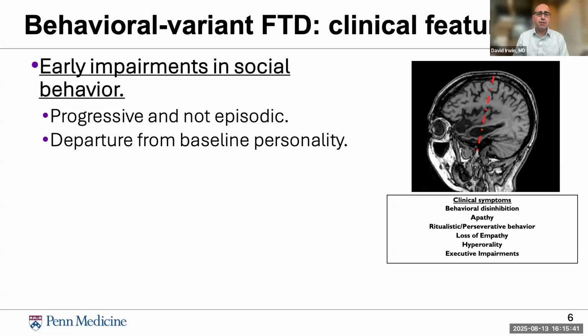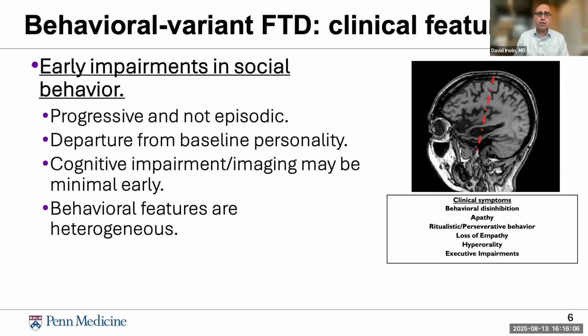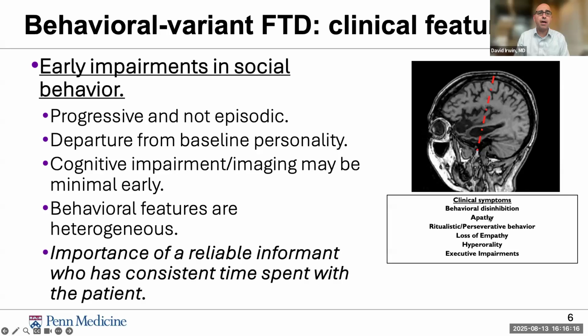It's also important to establish that the behavioral changes are a departure from someone's baseline personality. Behavior can be context dependent and culturally dependent, so it really requires a careful history. What's important to note is that often early in the disease, cognitive impairment may be very minimal and imaging may be modest compared to this example image here. So a careful history is important, and behavioral features are very heterogeneous. Not every patient has every constellation of symptoms depicted here in our symptom box.